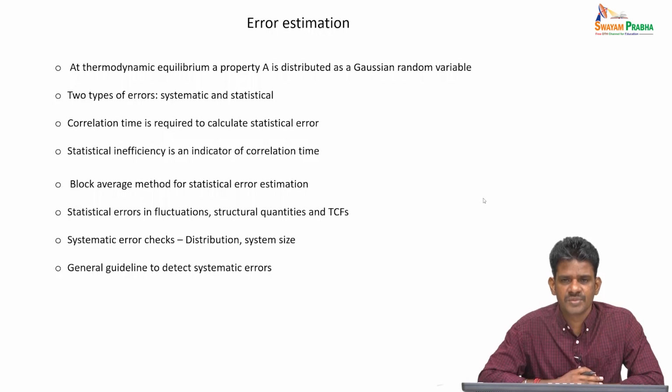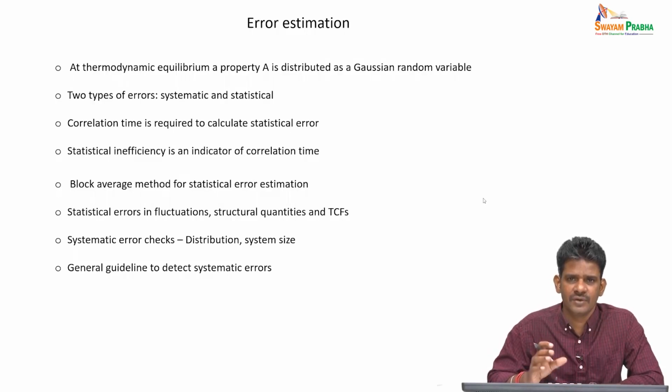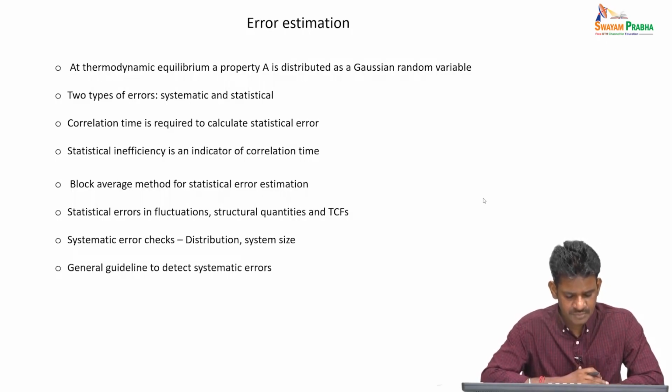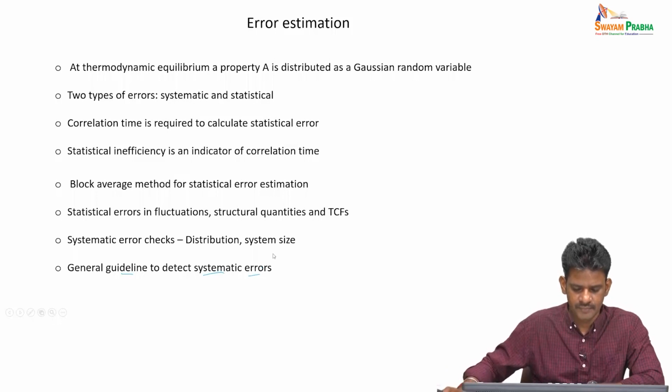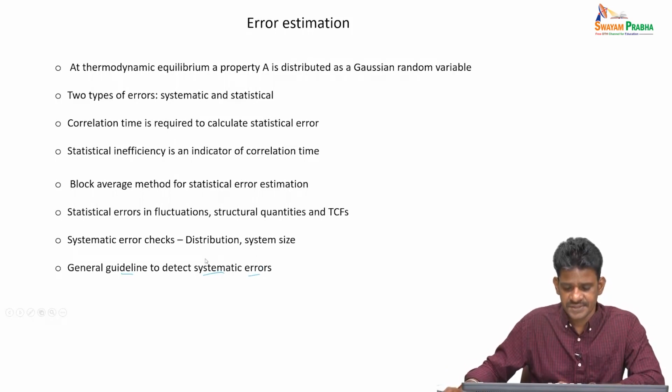The systematic error comes from the ways in which we have conducted the simulation, which includes system size, potential cutoff, various algorithms and their approximations. And there are statistical errors that come only because we are doing the simulation for shorter, or finite, times. And then we looked at the various methods by which we can calculate the error estimates in each of these variables. We also talked about a few guidelines to detect systematic error and calculate the statistical error as well.